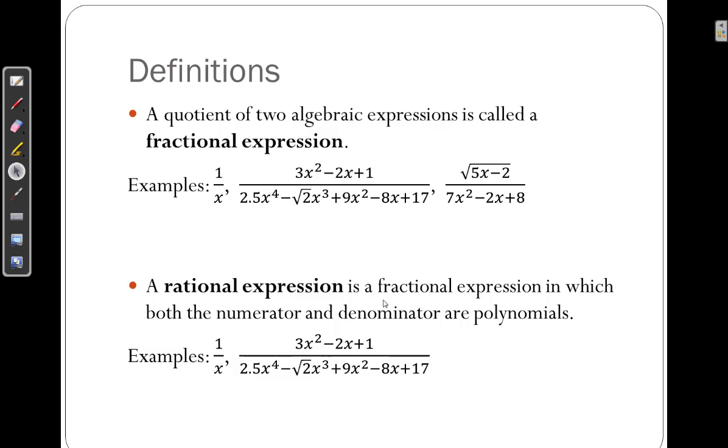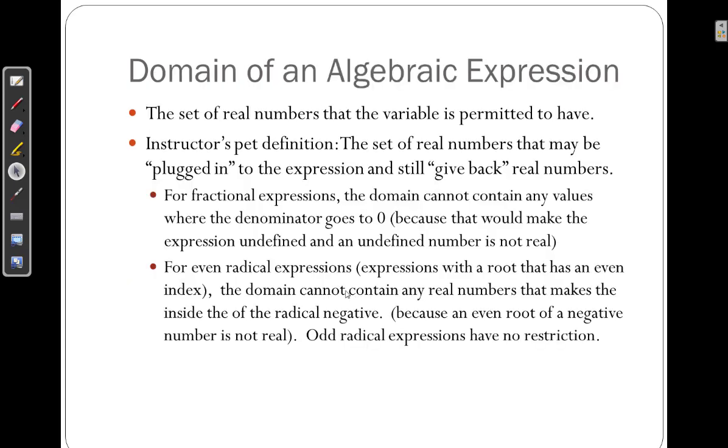To be a polynomial expression, it has a very rigid structure, which we've already gone over. It has to have non-negative integers in the exponents, and it just has to be a collection of monomials. So this is going to be where we get our first set of exercises for the section. We're going to be finding the domain of an algebraic expression. The domain of an algebraic expression is the set of real numbers that the variable is permitted to have. My pet definition is that it is the set of real numbers that you can plug in to the expression and get back real numbers.